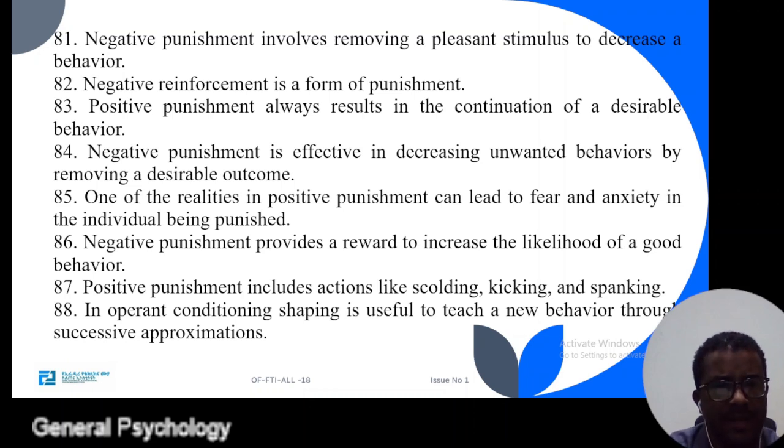84. Negative punishment is effective in decreasing unwanted behavior by removing a desirable outcome. Question 85. One of the realities in positive punishment is that it can lead to fear and anxiety in the individual being punished. Question number 86. Negative punishment provides a reward to increase the likelihood of a good behavior.